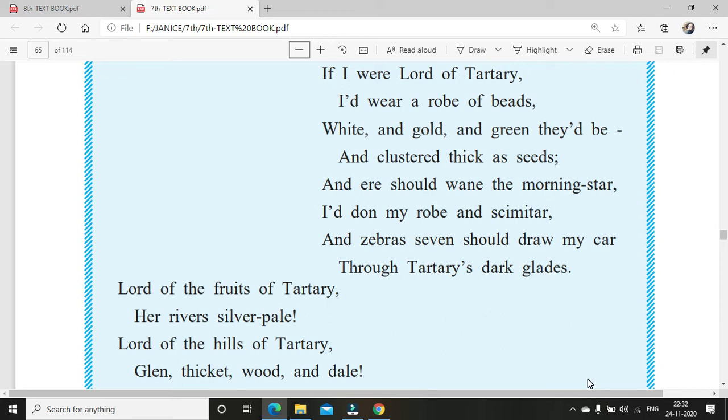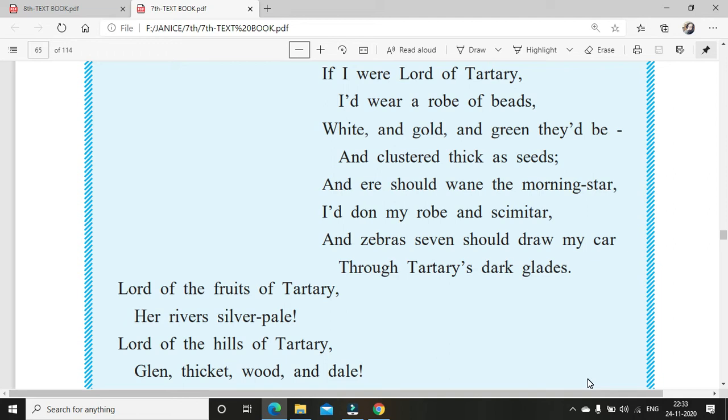And here should wane the morning star. Ever is a short or contracted word for forever. Whenever should the morning star wane? Wane means become smaller in size. I don't know whether in geography you have heard of the moon, the waxing moon and the waning moon. When the moon becomes smaller, it's called a waning moon. Same way. Now, what is the morning star? Morning star is the sun.